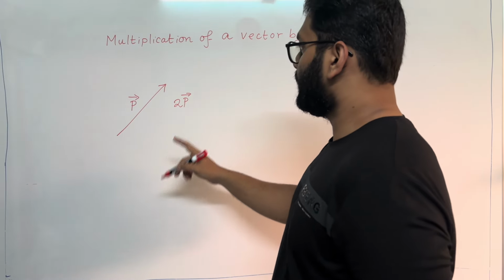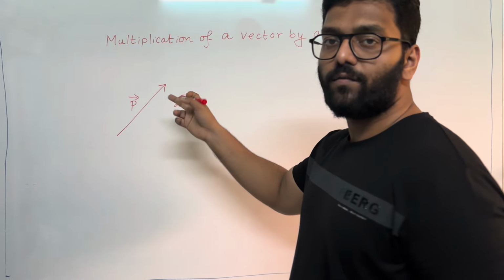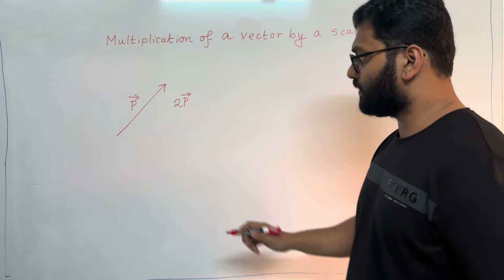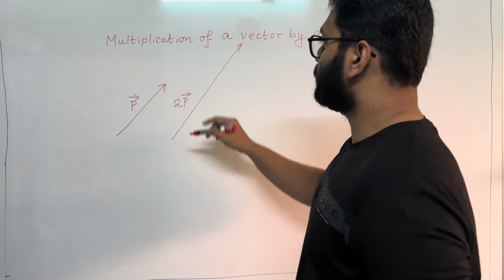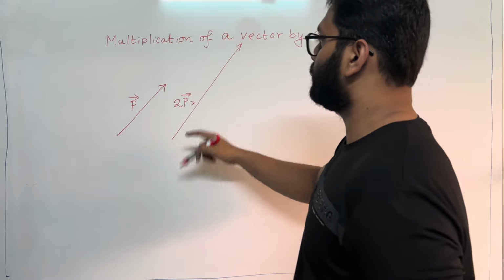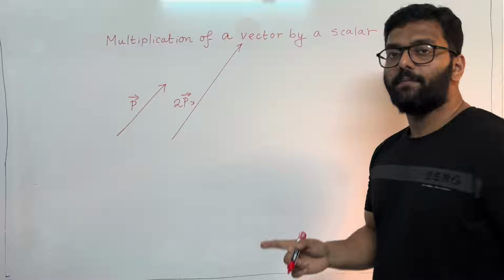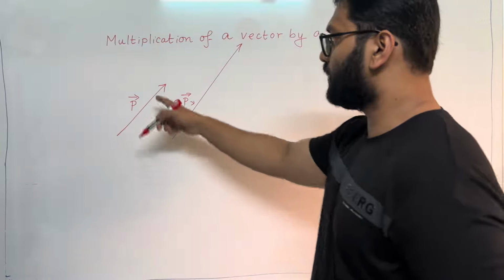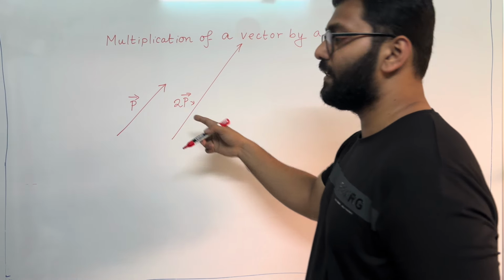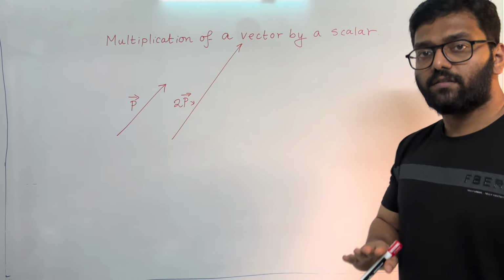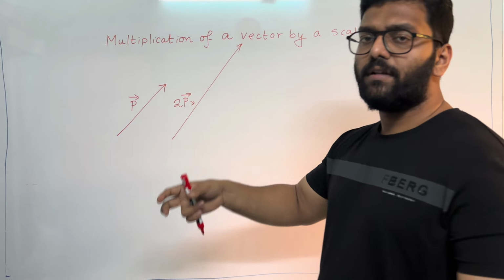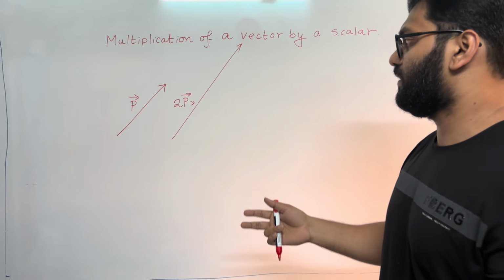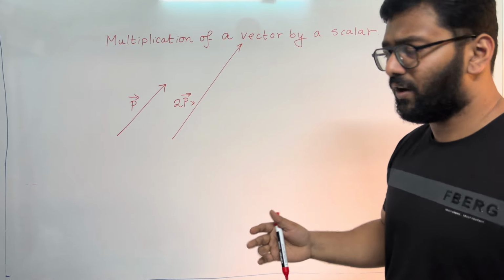If I multiply it with 2, the direction of that vector p bar is going to be the same, but the length of this vector is going to be double. So this is the 2p bar vector. If you multiply any vector with any positive number, the direction of that vector is going to be the same and the magnitude will become double, triple and so on, or it can be reduced.